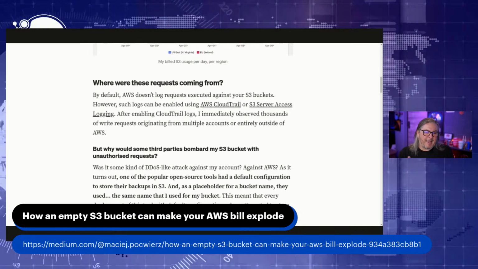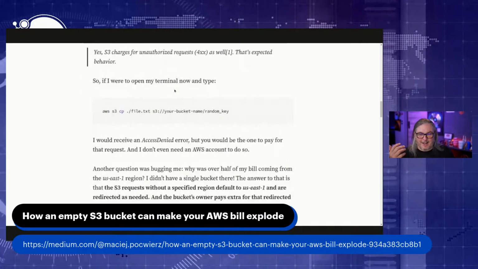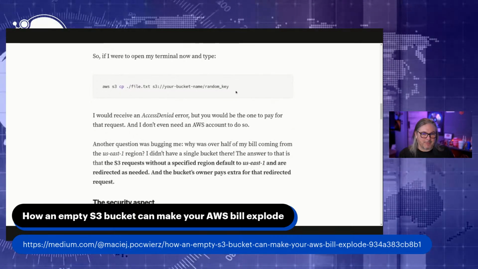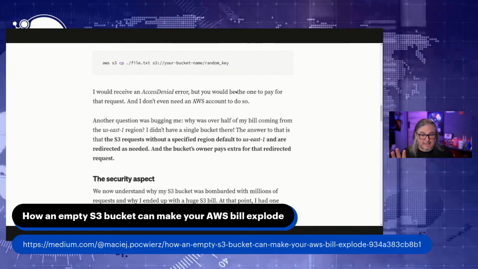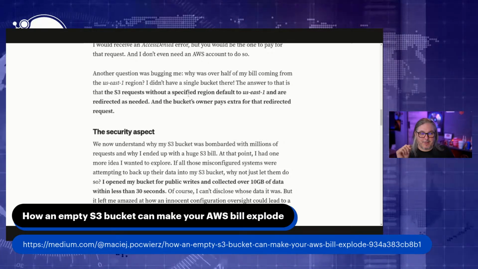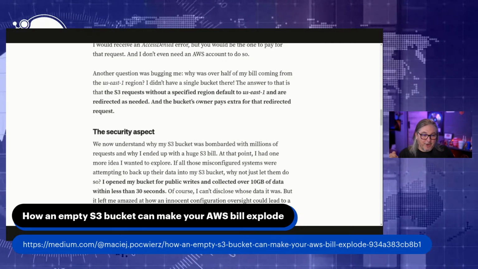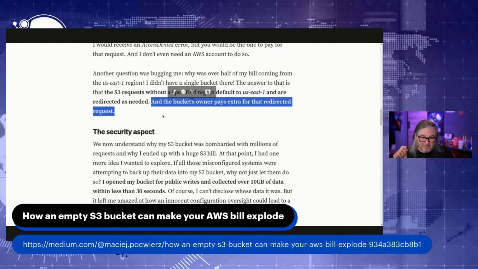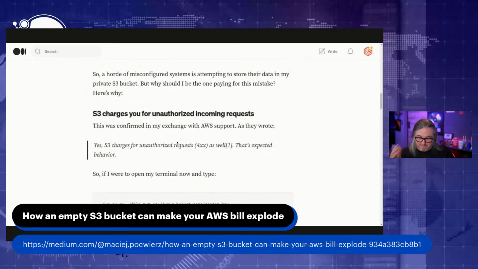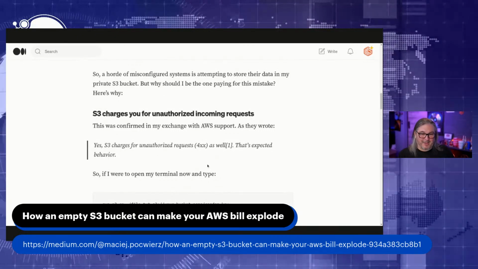This is, hey, did you know that if people, and they got it highlighted here, if you go through and just hit this AWS bucket, you just try to copy and you get an access denied, 404 here, you can't access this. S3 requests without a specified region will use default US East 1 and are redirected as needed, and the bucket's owner pays for that extra redirect request. This is actually pretty wild, the fact that your S3 unauthorized request charges are going to bill you.